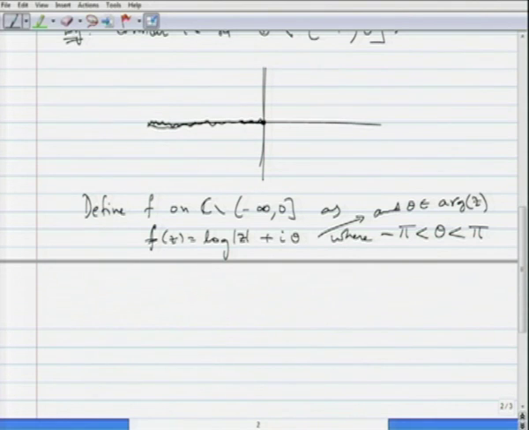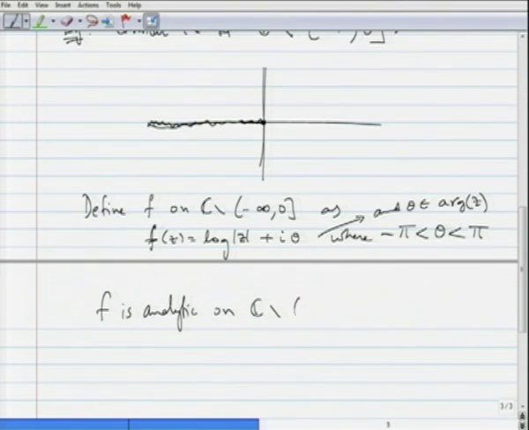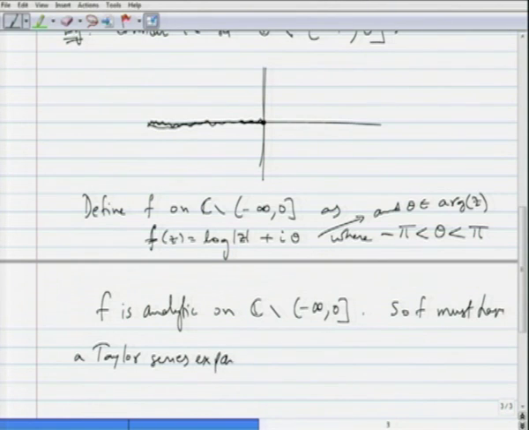So, f is analytic on C minus (minus infinity, 0], as we know from before. So, f must have a Taylor series expansion locally at every point in C minus (minus infinity, 0].